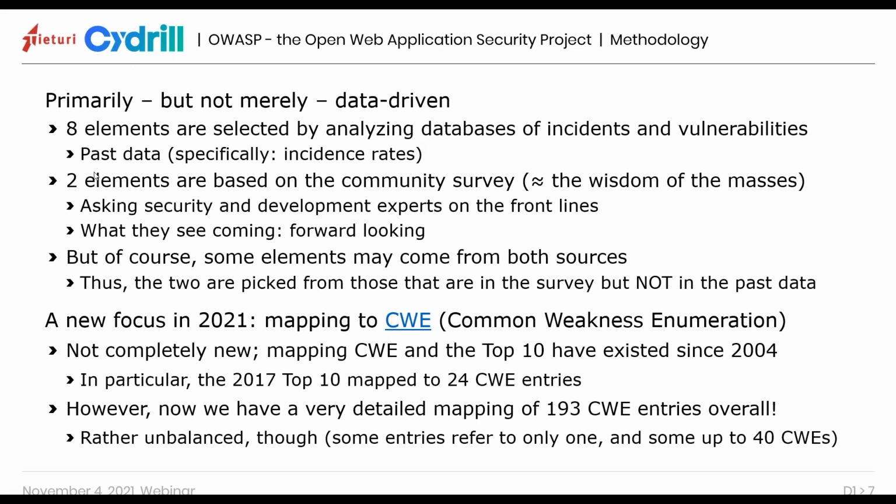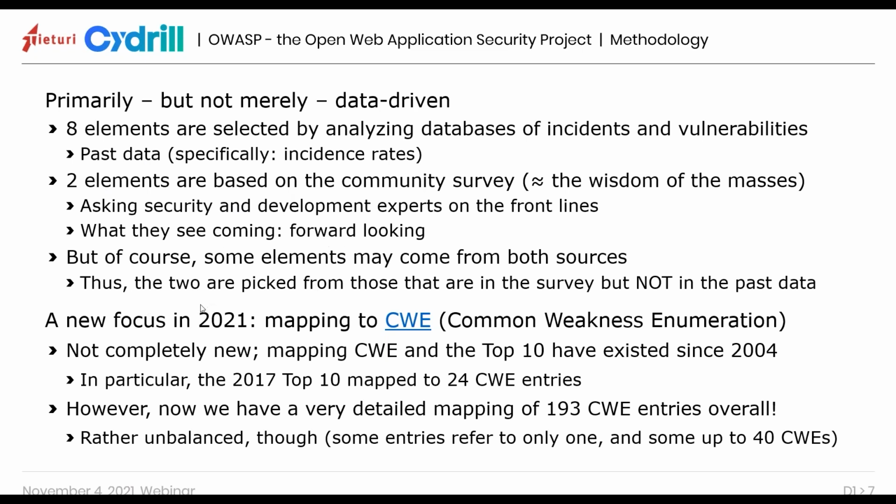The other 2 are selected by asking the OWASP community of security experts which weakness they think will be the most important and relevant in the upcoming years. So it's kind of a forward-looking view on potential security issues. And of course, these 2 that are selected by the experts have to be issues that are not already in the 8. So if there is an overlap, OWASP just picks the next issue from the community list instead.